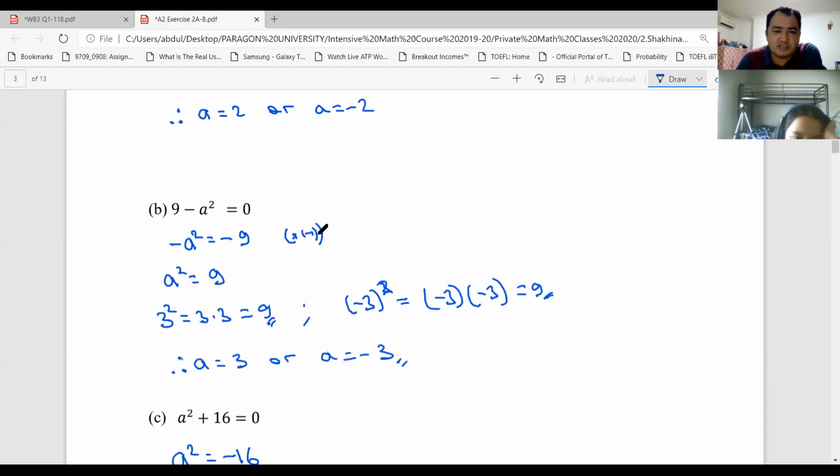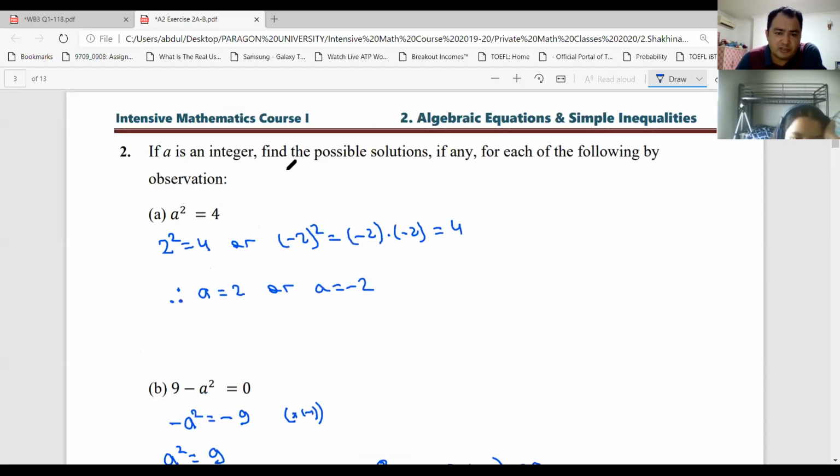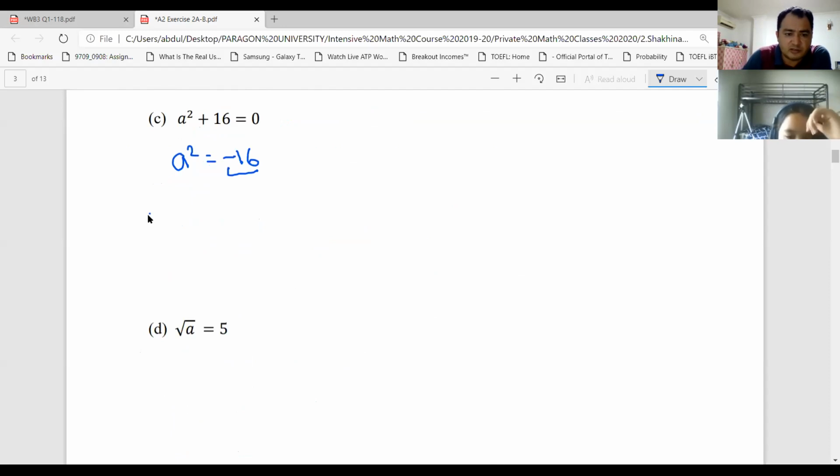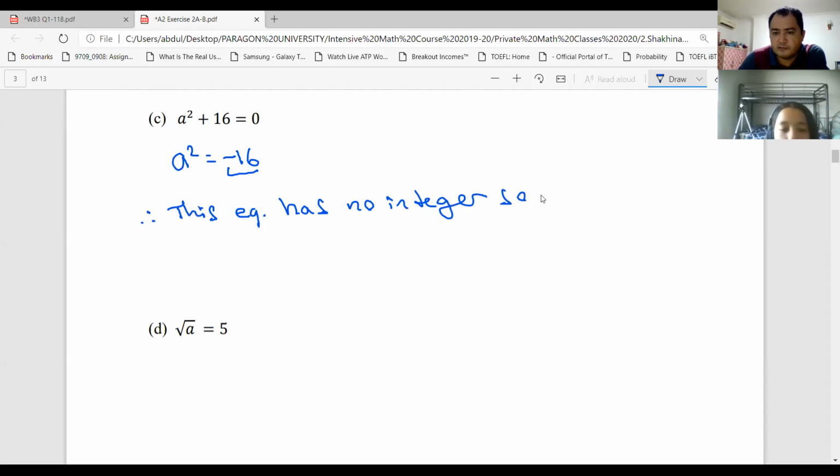That's why the question says that if A is an integer, find the possible solutions, if any, for each of the following by observation. So what do you write here, Shahina? You should write this equation has no integer solutions, because we cannot solve it, right? We don't have any integer whose square is a negative number.